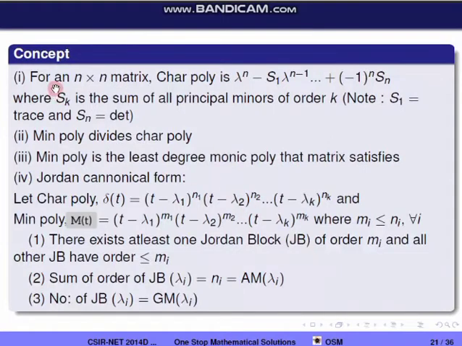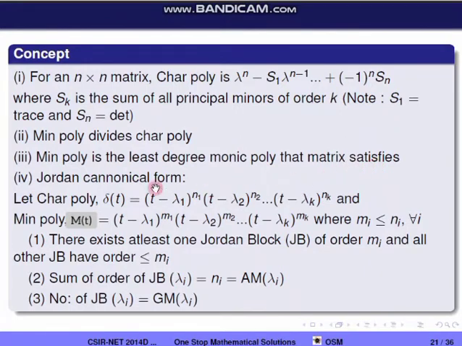For an n cross n matrix, the characteristic polynomial is given by lambda to the power n minus s1 lambda to the power n minus 1, etc., up to minus 1 whole power n sn, where sk is the sum of all principal minors of order k. Note that s1 is the trace of the matrix and sn is the determinant of the matrix. Minimal polynomial always divides characteristic polynomial, and minimal polynomial is the least degree monic polynomial that the matrix satisfies.